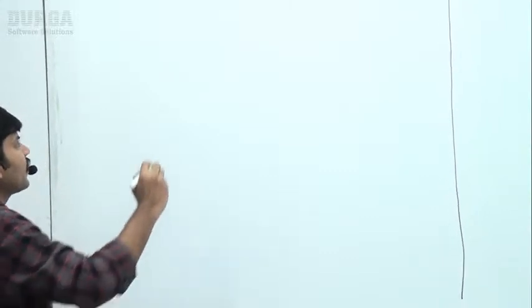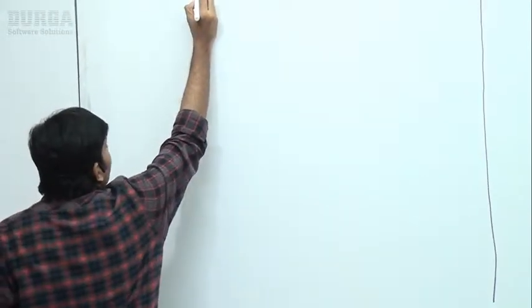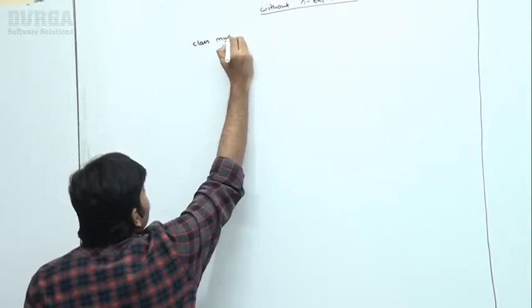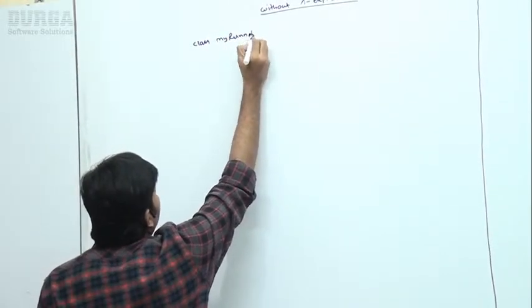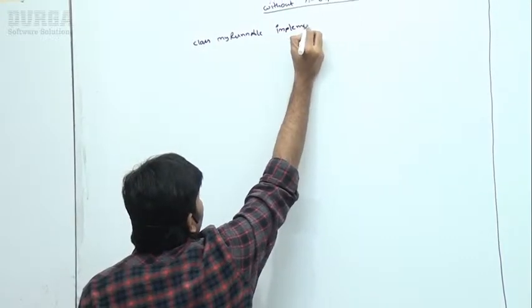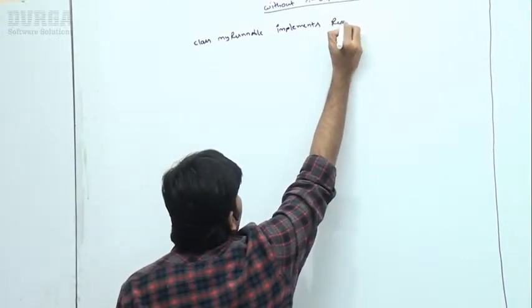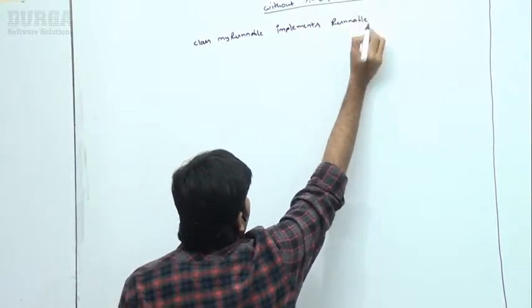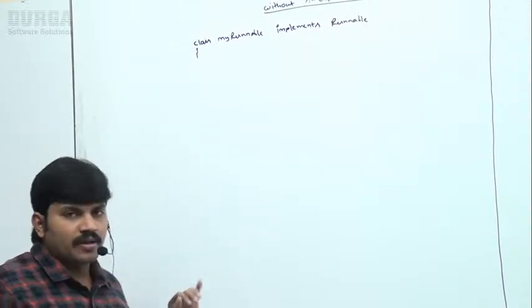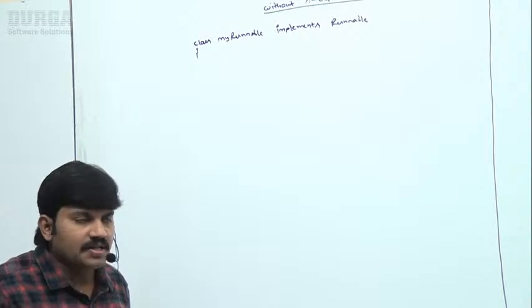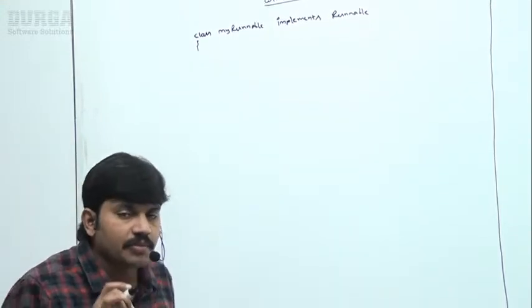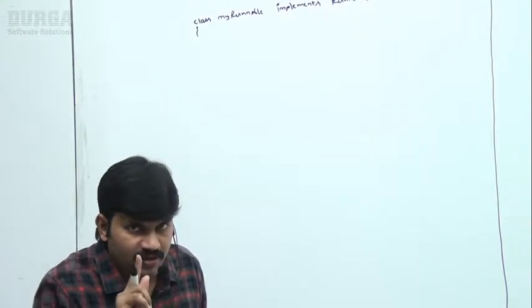Just observe that. Let me write class MyRunnable implements Runnable. Whenever we are implementing Runnable, compulsorily we are required to provide an implementation for which method? The run method. Because the Runnable interface contains only one method, the run method, right?